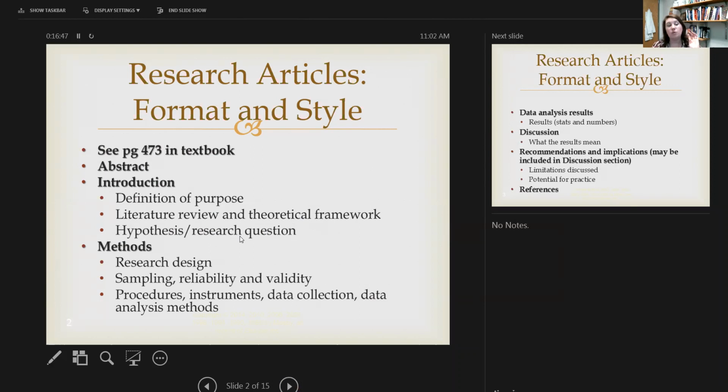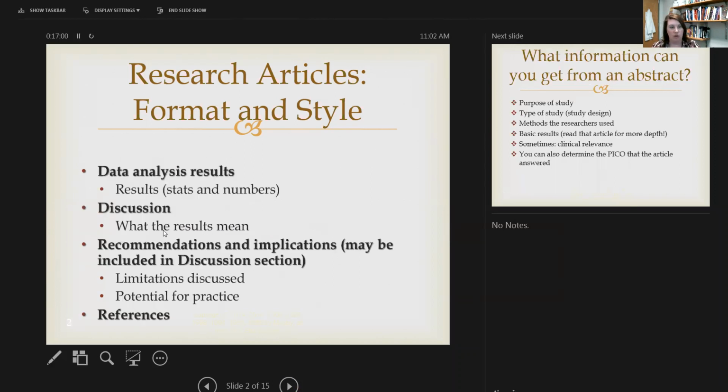An abstract will tell you what kind of methods were used, what the research design is, what kind of sample they were studying. It will have different instruments, data collection, and data analysis methods overviewed. It will give you the results, and there will be a discussion section which talks you through what the results mean. There's also a very important section that looks at recommendations and implementations for further use. This is an important section for you as a practicing nurse to really think about.